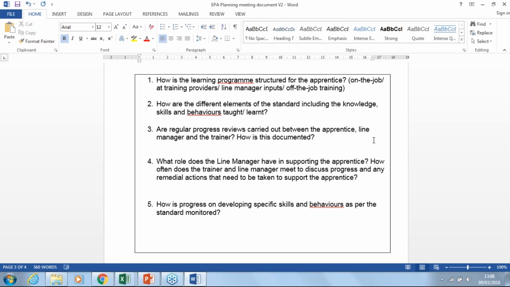And then just looking at some specifics around monitoring skills and behaviors. These are important from a gateway signing off process. So when it comes to the employer signing off the apprentice, to ensure that they are happy that the apprentice is ready to take their assessment, it's good to know how they've actually arrived at that conclusion, whether that is being captured throughout the apprentice's journey in terms of reviews, evidence, documents, etc.